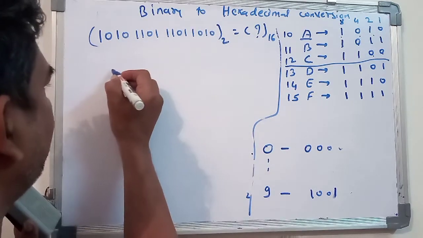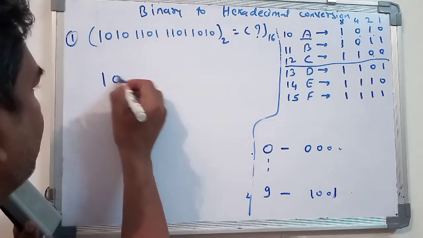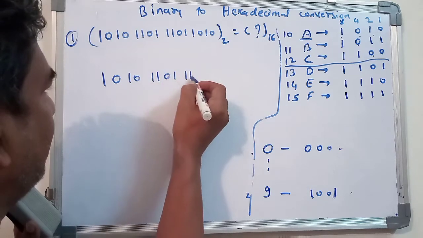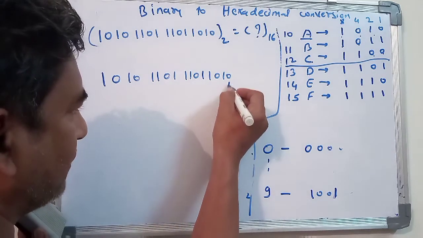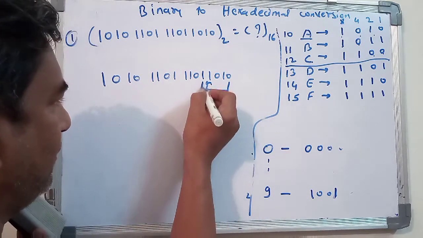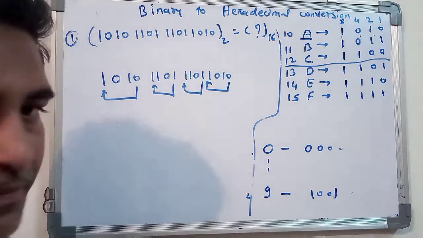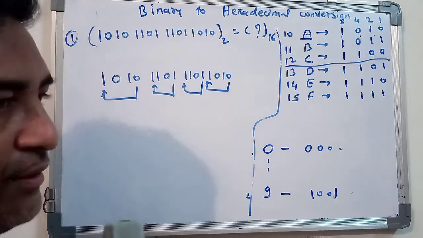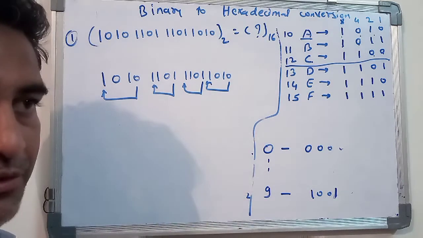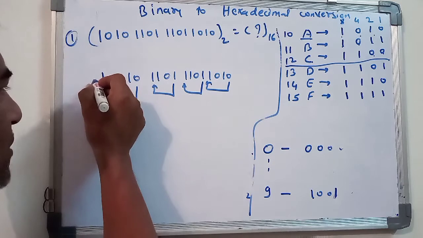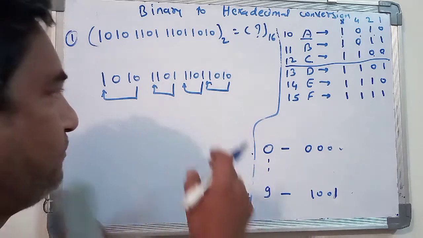So the very first thing you have to do is write down the things written inside the bracket: 1010110110110110. Starting from this one, you make a 4-bit, a 4-bit, a 4-bit, a 4-bit. Okay, it fulfills all the 4-bits. But in another condition, if there is a 0 or a 1 left at this position or here, then what to do? That I will tell you.